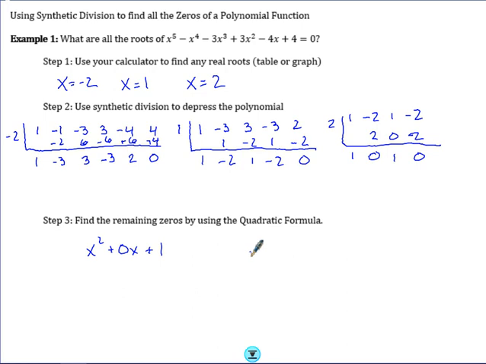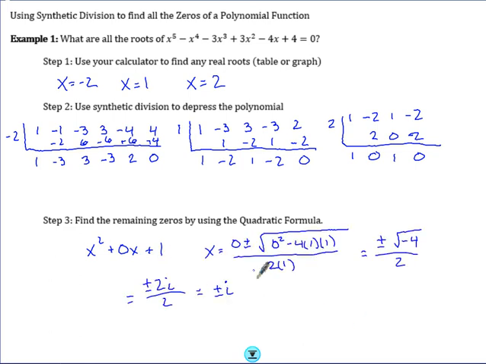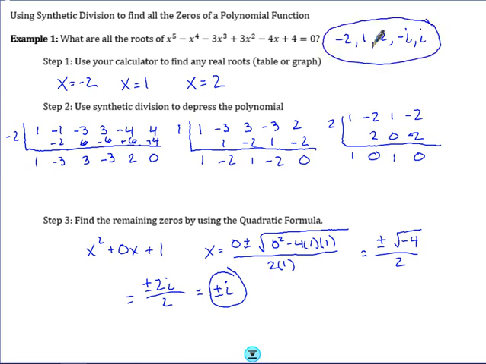Alright, and I'm going to solve this using the quadratic formula. So a is 1, b is 0, and c is 1. Alright, so with my quadratic formula, I get the square root of negative 4. 4 is a perfect square, so that's 2, and then because it's negative, these 2's cancel out, so plus or minus i are the last two roots. So all of the roots of this polynomial would be negative 2, 1, positive 2, negative i, and also positive i. So there's my 5 roots, 3 real ones, and 2 imaginary.